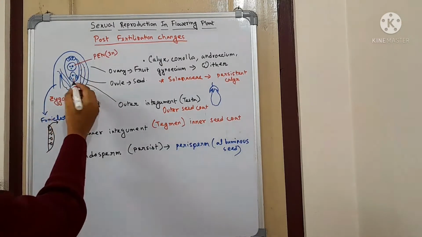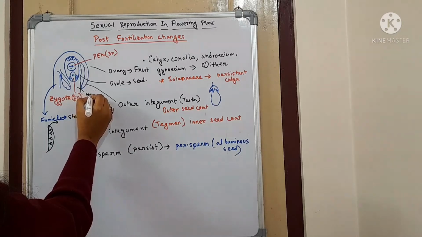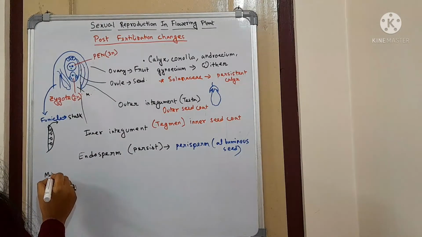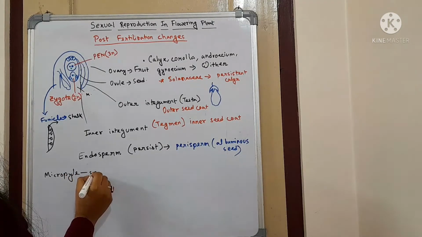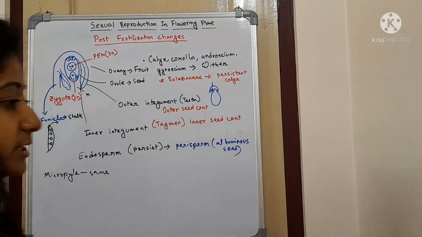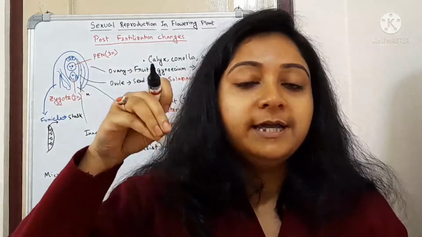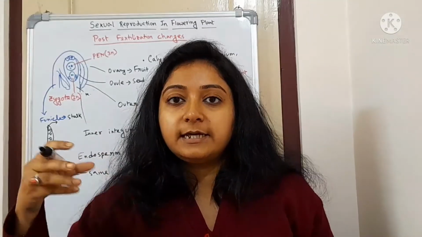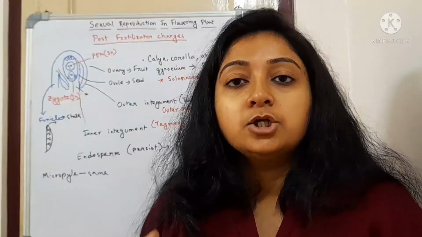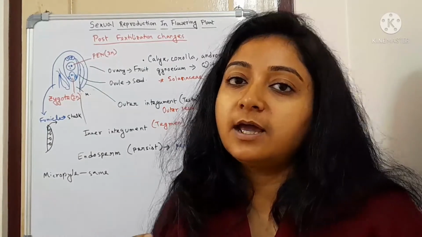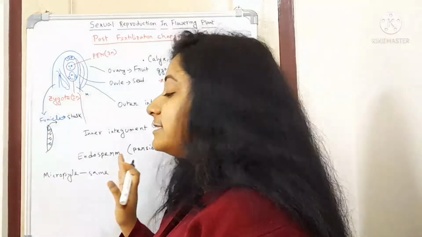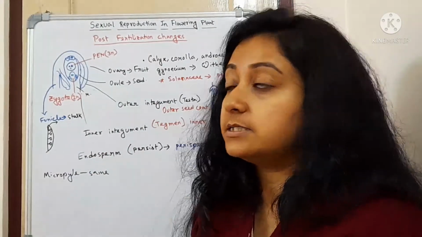This end is considered the micropylar end. So what will happen to the micropyle? The micropyle will remain the same. There will be no change. There will be one small pore in the seed through which they can get water and air, which is helpful for them to germinate. That's why the micropyle remains as it is.